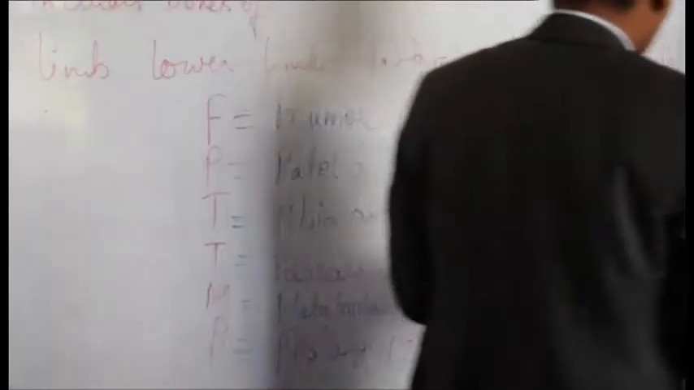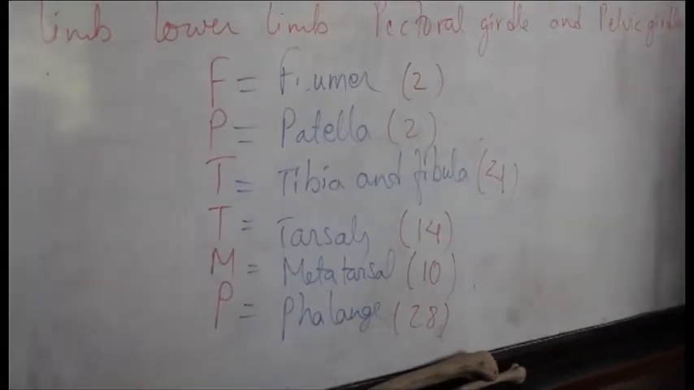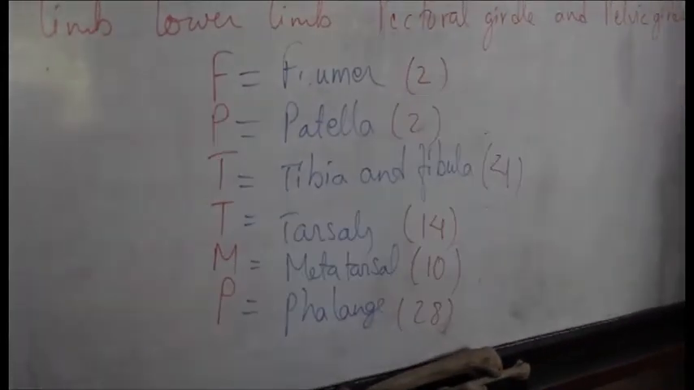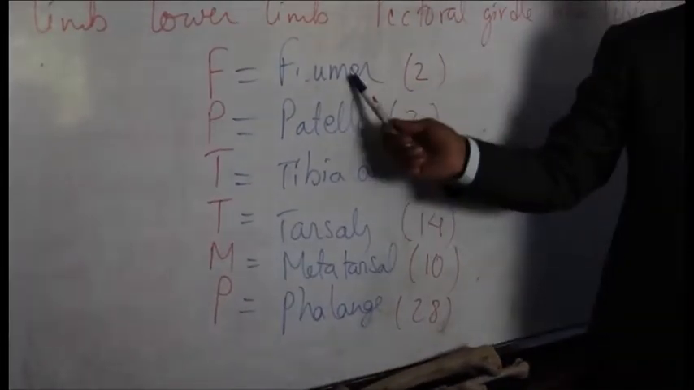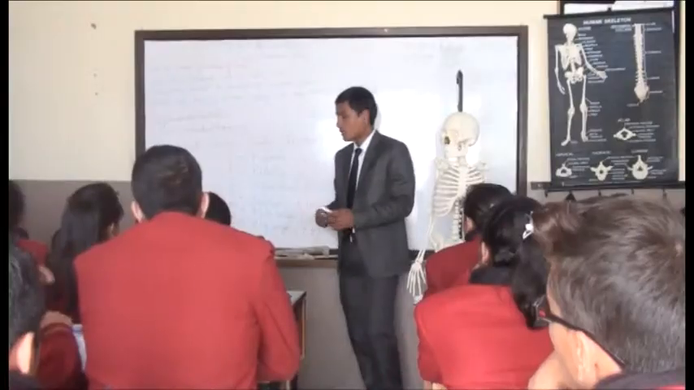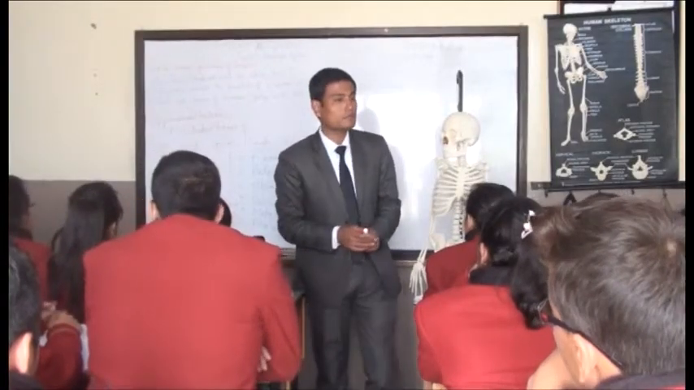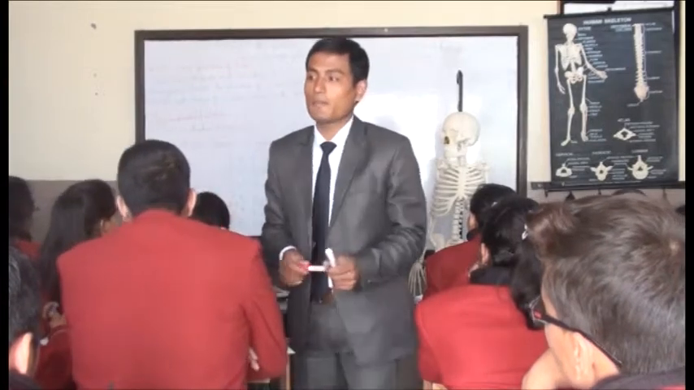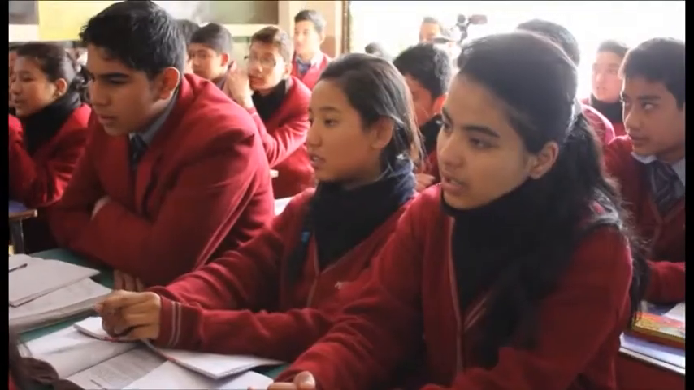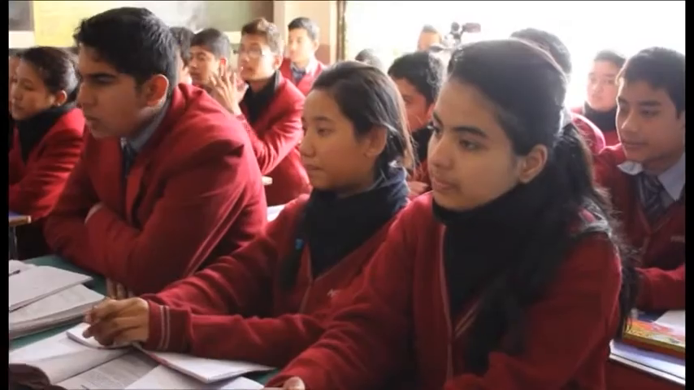Now again, shall we repeat the combination? The combination is FP, TT, MP. Femur, patella, tibia and fibula, tarsals, metatarsals, phalanx. Okay, these are your leg bones.